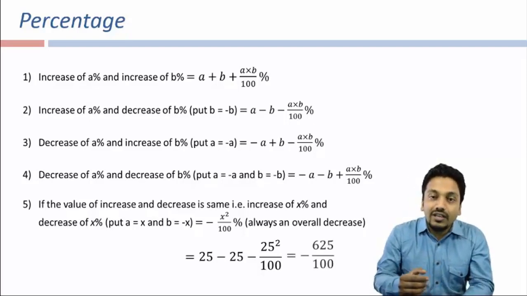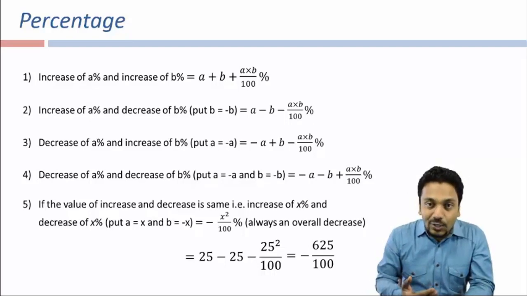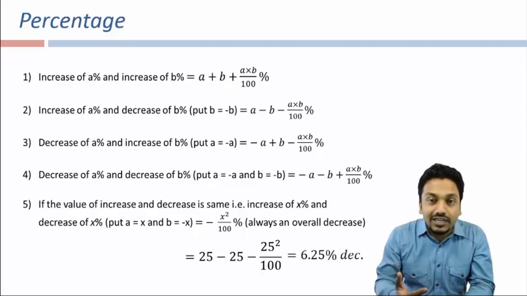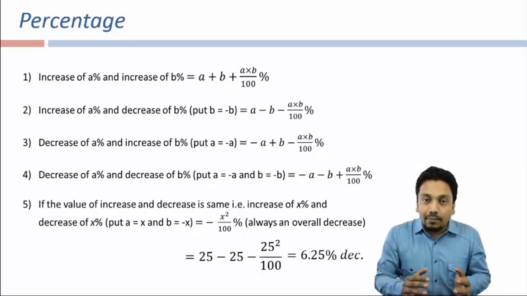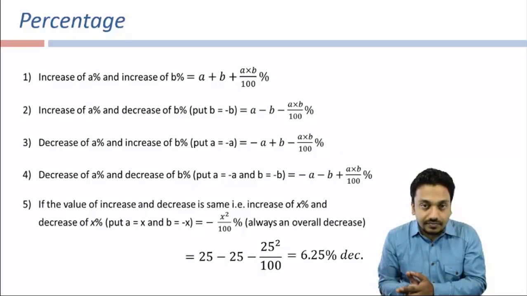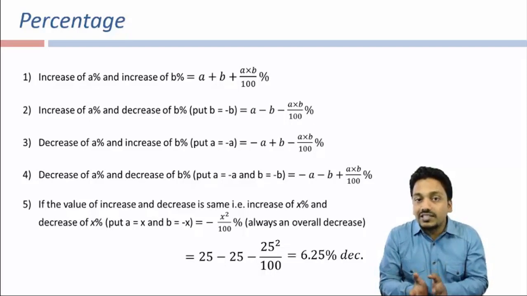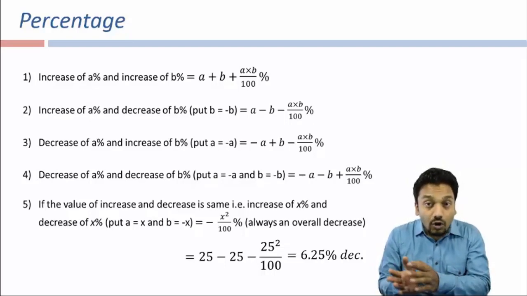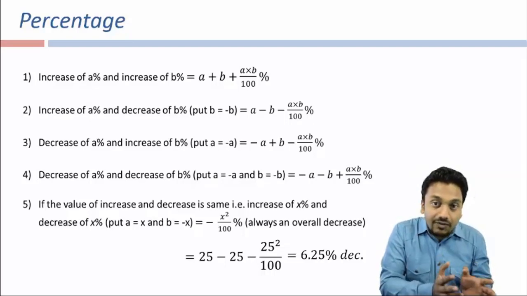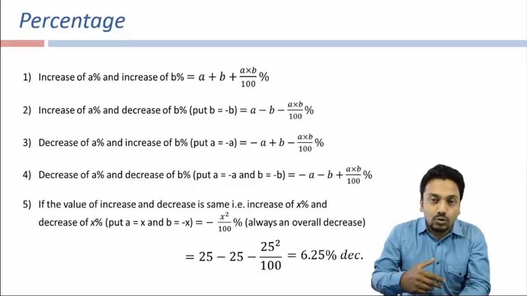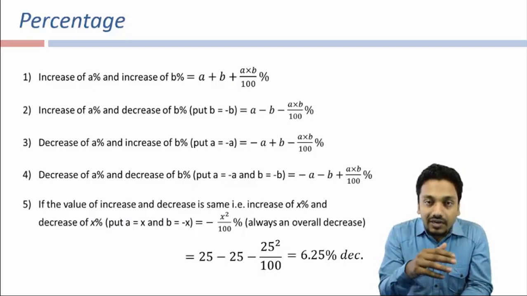So this would give me minus 625 upon 100, or I can say 6.25% decrease. So this particular formula could apply to a number of situations. Let us talk about these situations: what kind of questions come in exam where this formula could be applied. And we have also seen that the problem could be solved without using this formula too. And that would be the method I recommend you to apply in exam. But let us see how this formula could be used in a variety of situations.